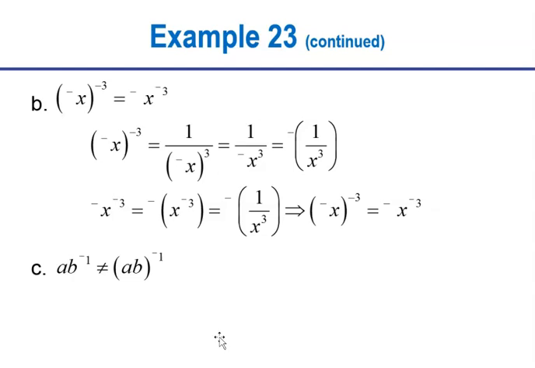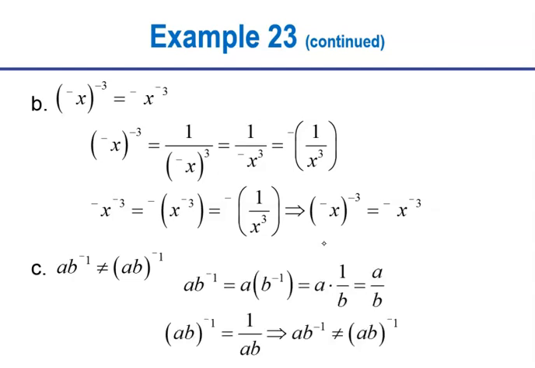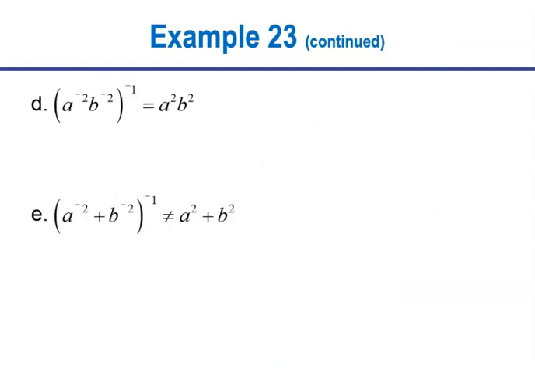And here's the typed up version where we showed that negative 1 over x to the third is the same as negative 1 over x to the third. I like the way we wrote it better. And then this problem, 1 over ab is not the same as ab to the negative 1, which is a over b versus 1 over ab. So again, we got this result, and they do not match. I've got more. Why don't you pause it and see if you can knock these two out.